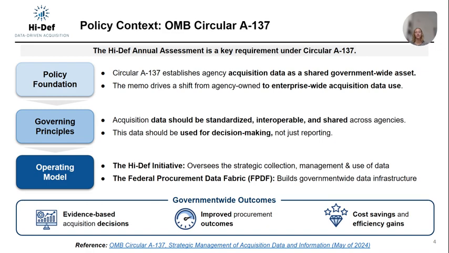The circular is operationalized through two key components. One is the High Def Initiative, overseeing strategic data collection, and the second is Federal Procurement Data Fabric, or FPDF, which builds the government-wide data infrastructure. The core goals of A137 and the High Def Initiative are to enable evidence-based acquisition decisions, improve procurement outcomes, and ultimately achieve cost savings, time savings, and efficiency across agencies. So that's what we're really working towards, using agency acquisition data to improve outcomes and save time and money.